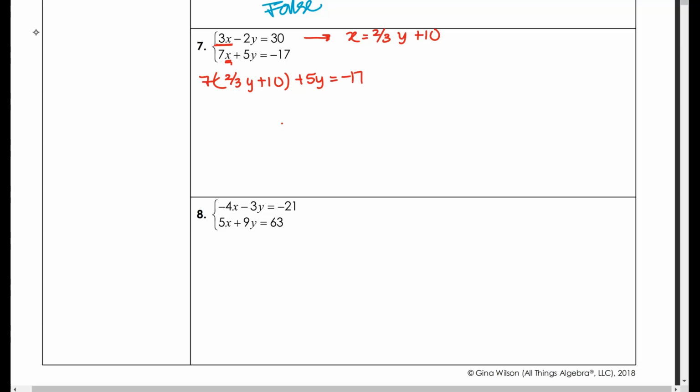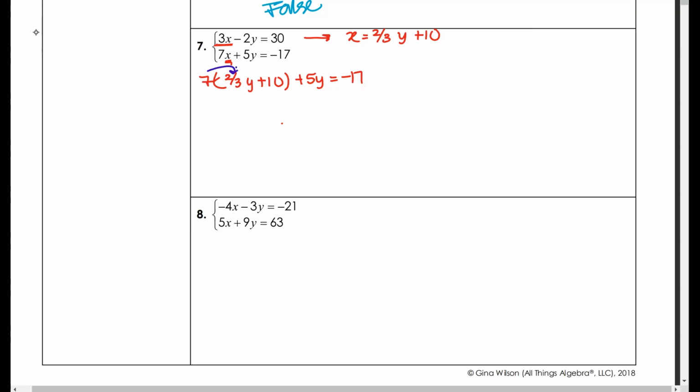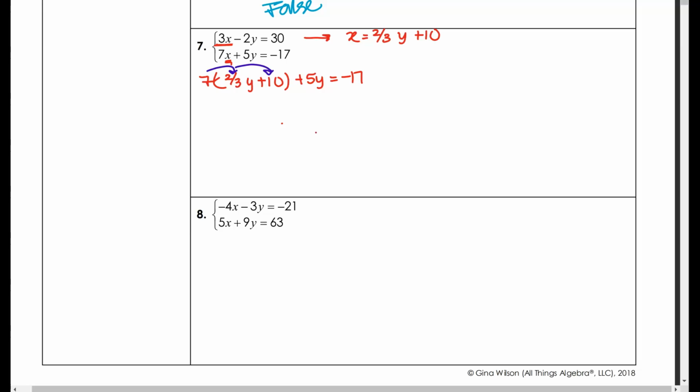All right, so let's go ahead and distribute that 7 into everything inside of those parentheses. So now we end up with 14/3 y plus 7 times 10 gives me 70, plus 5y equals negative 17.